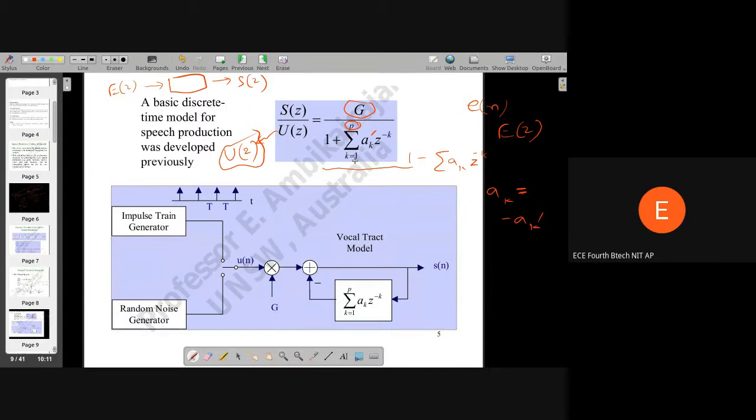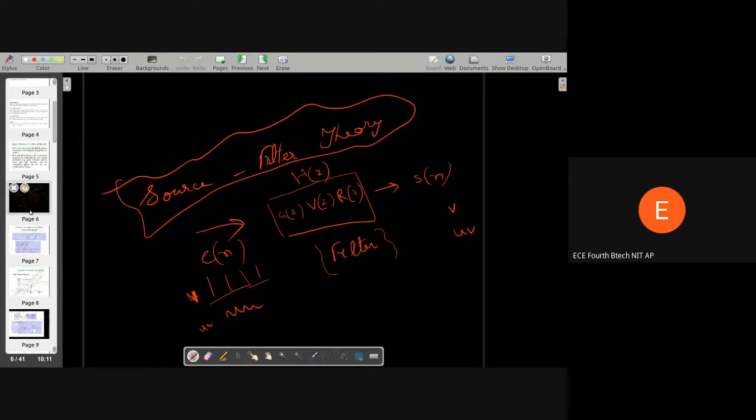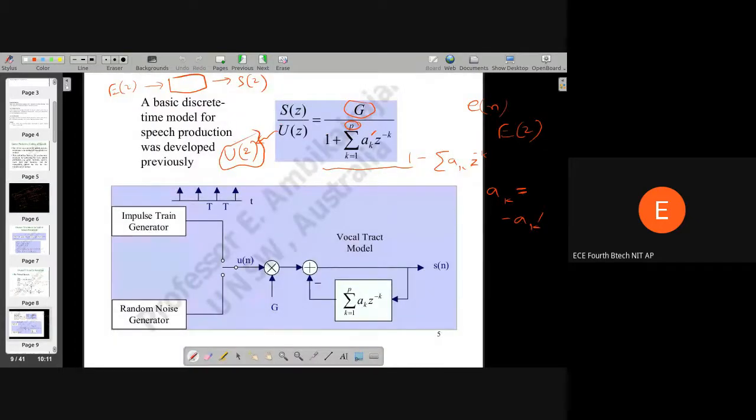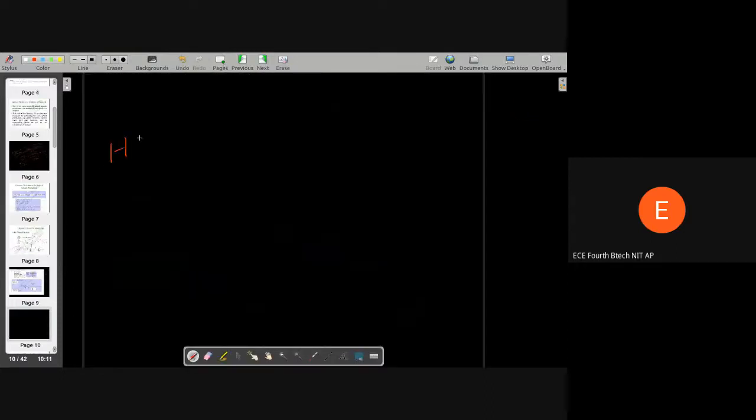So finally, let me go back, we'll represent our H(z) as S(z) by U(z). We are using U(z) in the source filter theory so that we do not have ambiguity when we discuss linear prediction analysis. Today we'll discuss linear prediction analysis, but this is just recapping what the source filter theory is. This is what we will use, and what do we get?